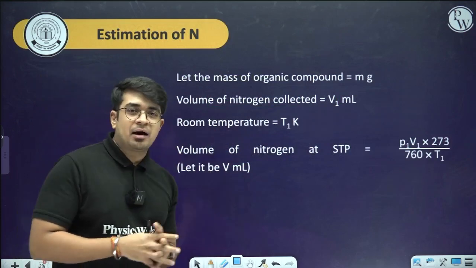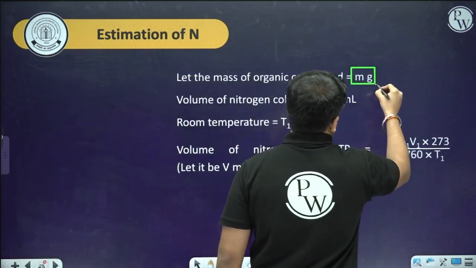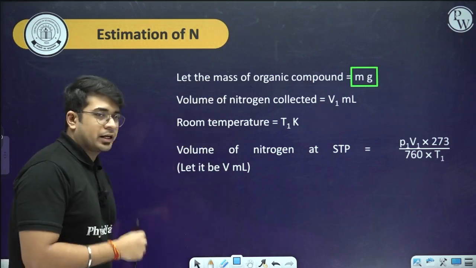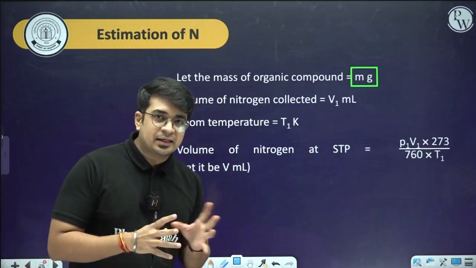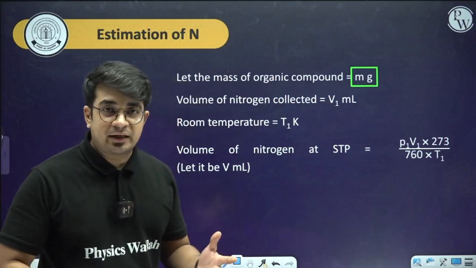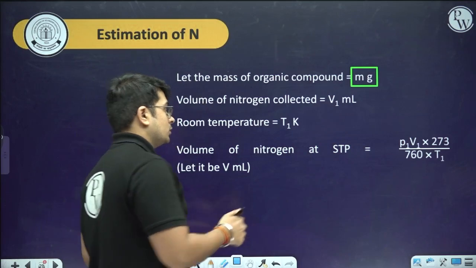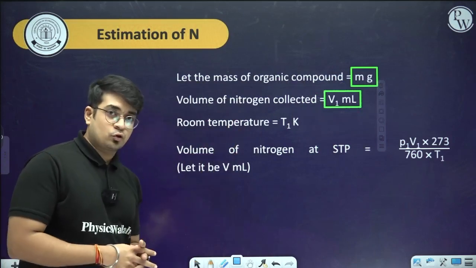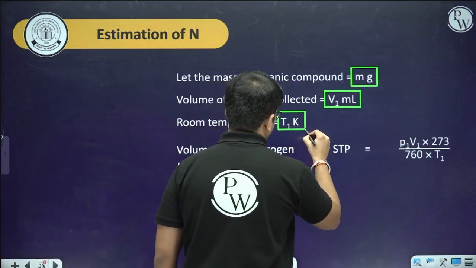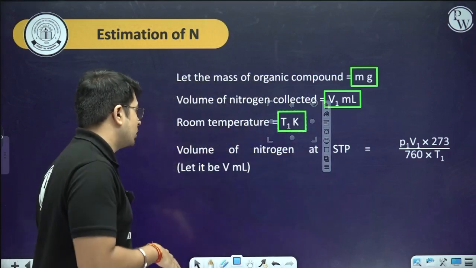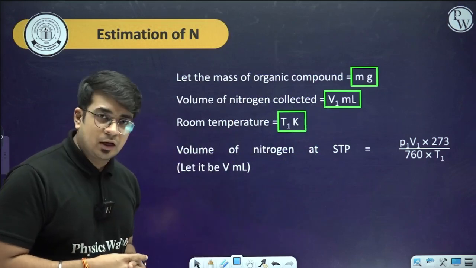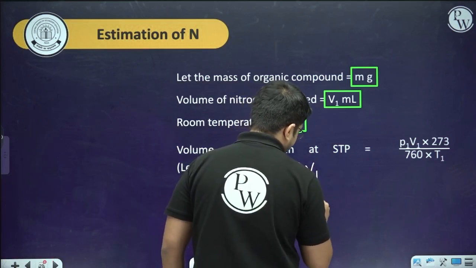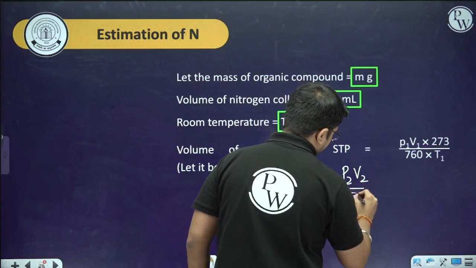Moving forward, let's say the mass of organic compound is already given, which is m gram. So initially what you can do, you just have to look for the information which is given in the question. So m gram of organic compound is given. Volume of nitrogen collected is given. Nitrogen is a gas, so definitely all the properties related to gaseous state are going to be given. So let's say that V1 ml is initially collected at room temperature, which is, let's say, T1 Kelvin. So I have to use the gaseous equations in that particular case. So volume of nitrogen at STP will be very easily calculated: P1 V1 upon T1 will be equal to P2 V2 upon T2.